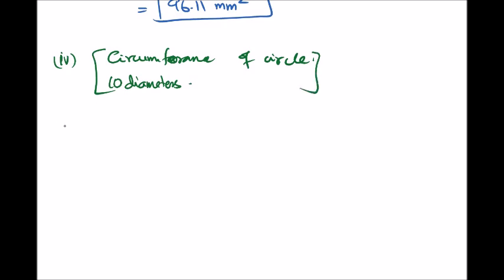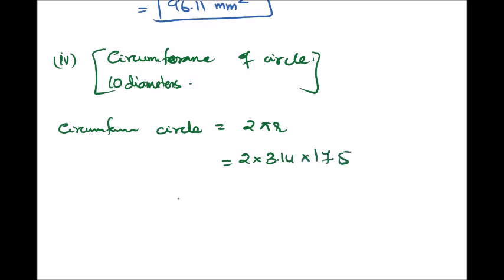First, we need the circumference of the circle. Circumference of the circle is equal to 2 pi r. That's equal to 2 into 3.14 into 17.5. That's equal to 109.9 millimeter. This is the circumference of the circle.